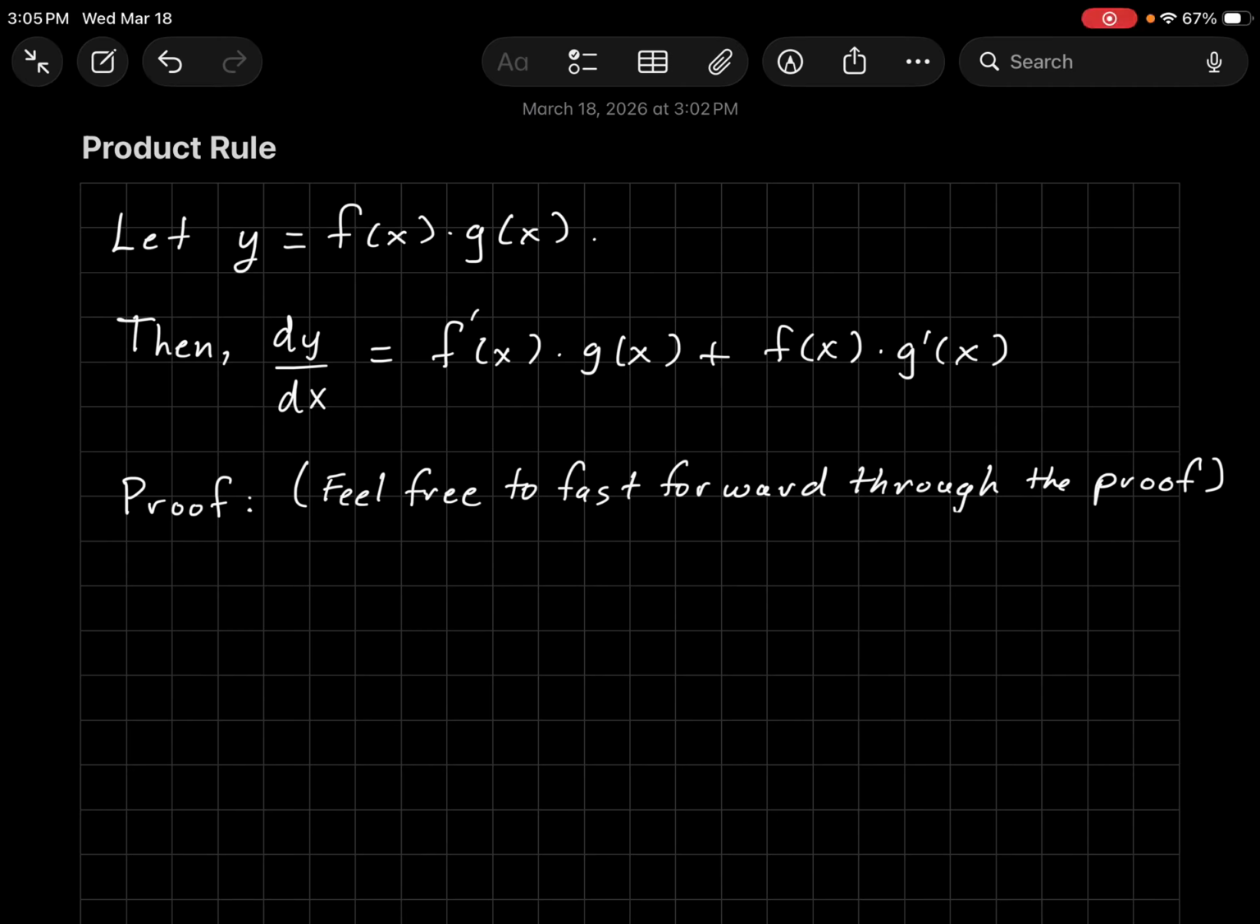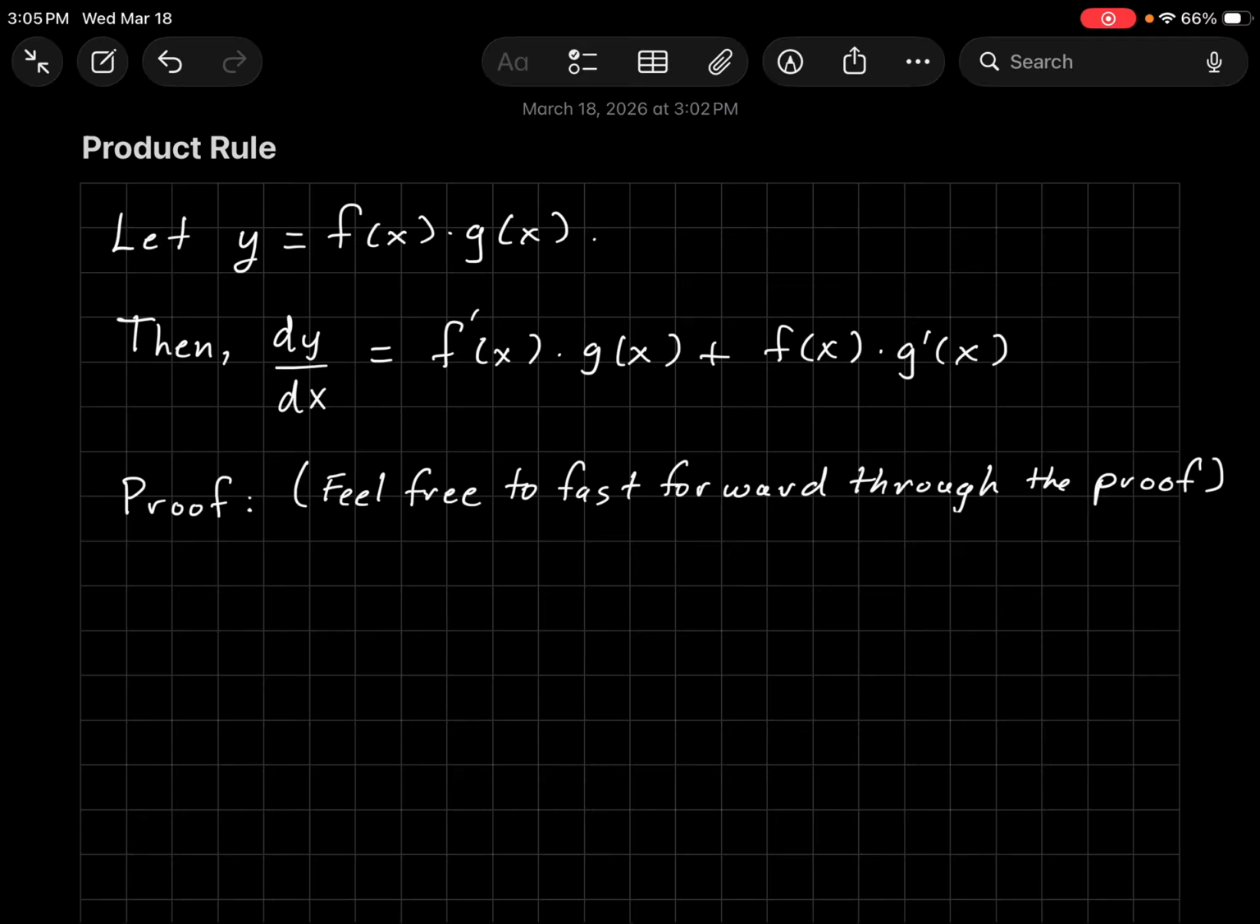The product rule for derivatives. Let y be a product of functions f of x times g of x. Then the derivative of y is not f prime times g prime, but f prime times g of x plus f of x times g prime of x.